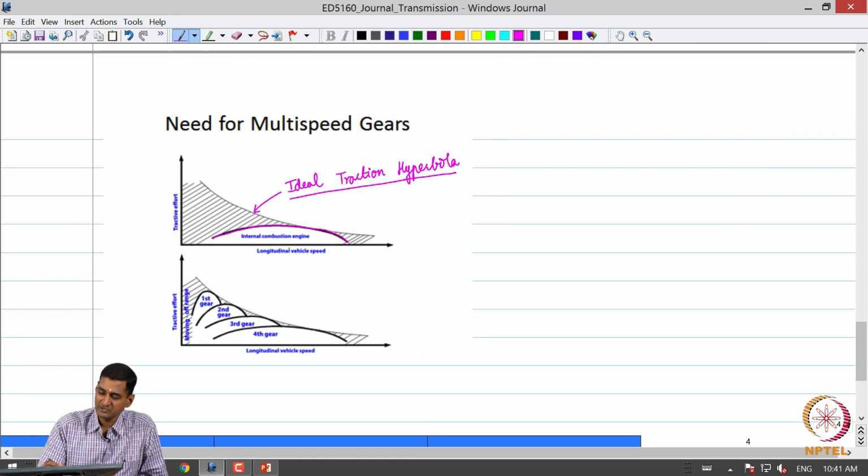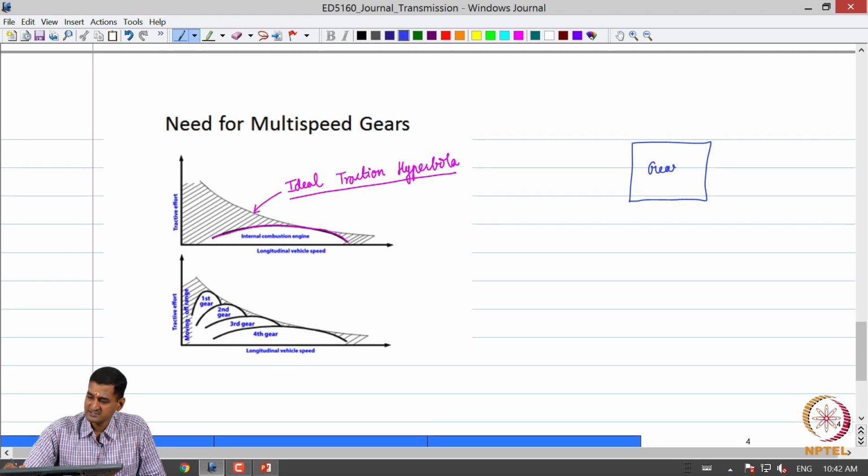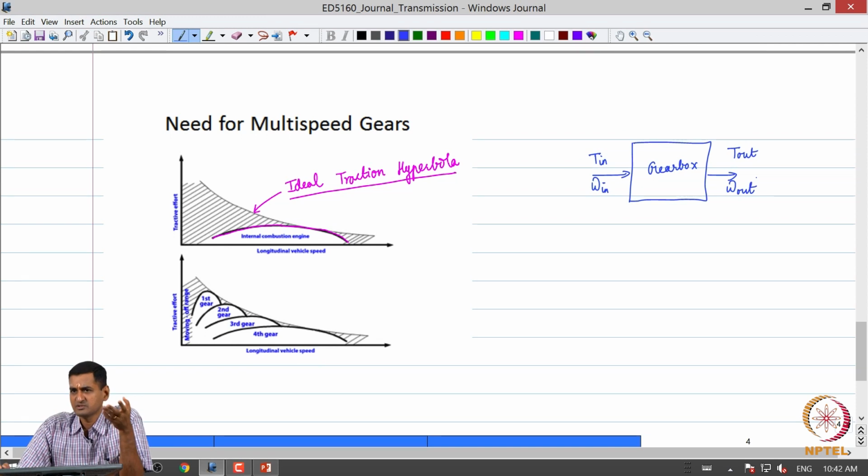So what do we do? We use a multi-speed gearbox. So typically when we use a gearbox, we provide an input torque and we get an output torque. By and large, in most automotive gearboxes, in the lower gears, the so-called gear ratio is greater than 1. So that means that the output torque is going to be more than the input torque.